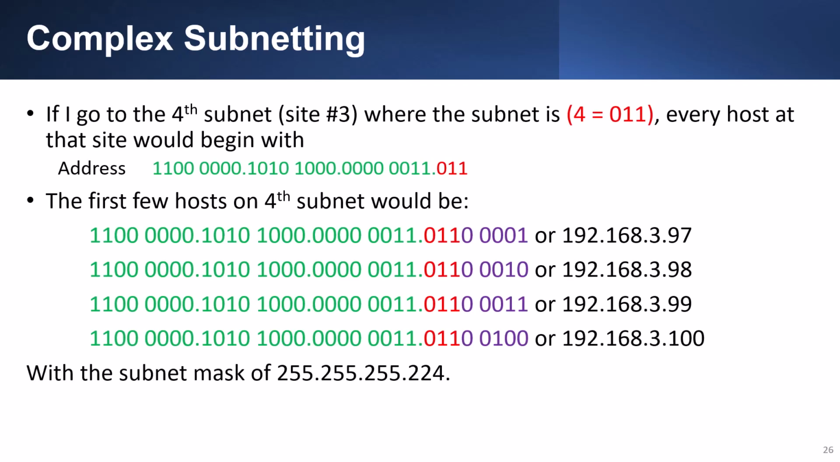If I go to the 4th subnet, site number 3, where the subnet is 011, every host at the site would begin with the address shown on the screen. The first few hosts on the 4th subnet are shown on the screen, with the last octet starting with 97, with the subnet mask of 255.255.255.224.